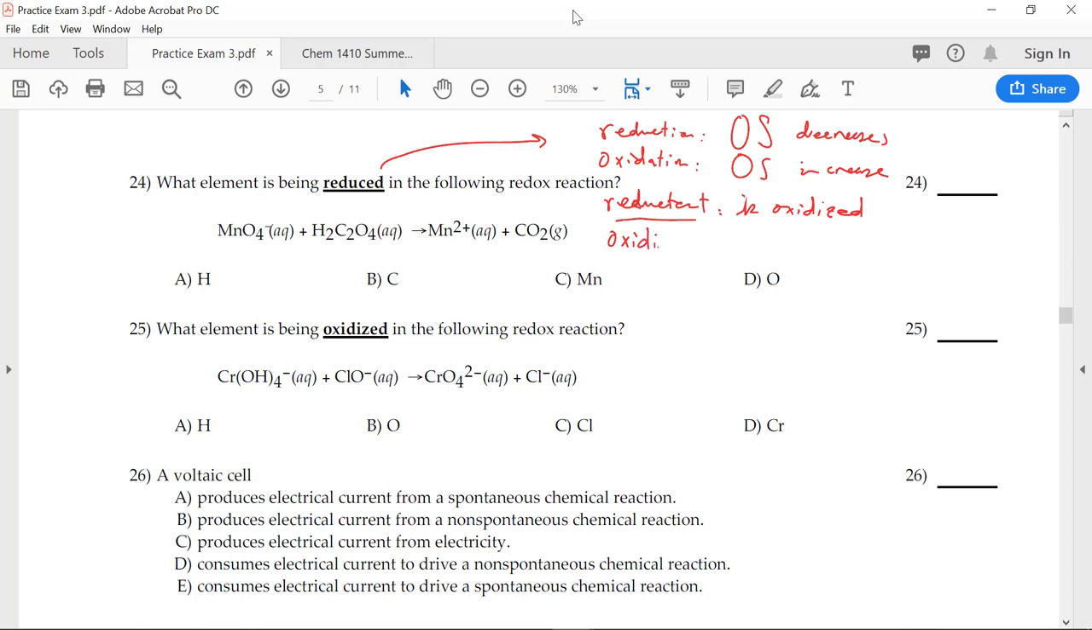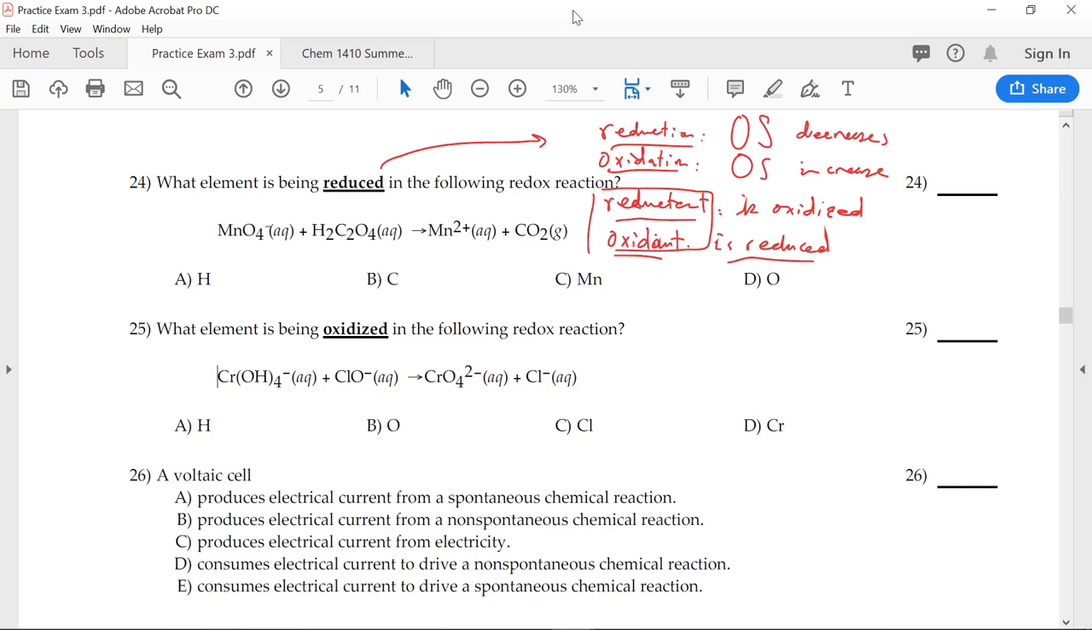And an oxidant is a substance, okay? Oxidant is a substance. Reduction and oxidation, they are processes. So an oxidant is actually reduced. What do you mean it's being reduced? That means inside the oxidant, you will see the oxidation state decrease. So that species will be called the oxidant, and the other one will be the reductant.